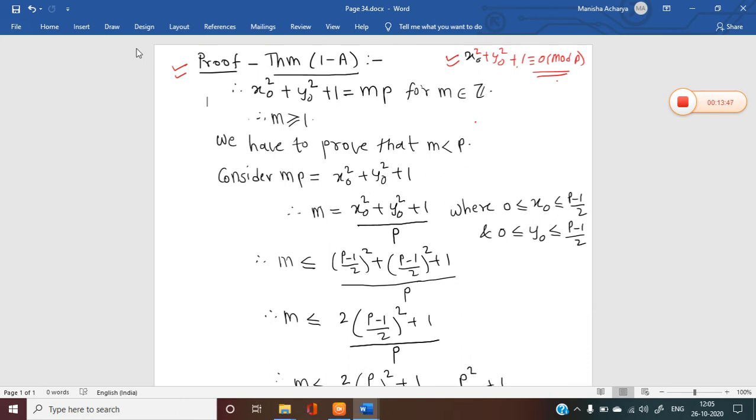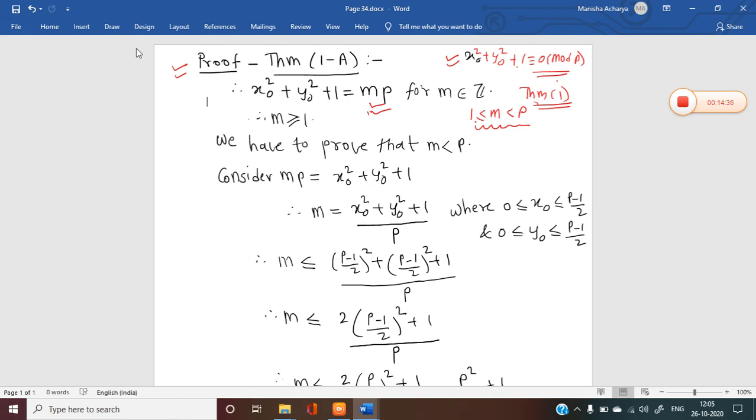Because what do we have to prove in the proof of theorem 1a? That there exist integers x0 and y0 satisfying the equation x0 square plus y0 square plus 1 is equal to mp, where m satisfies the condition that 1 is less than or equal to m less than p. We have to prove this condition in theorem 1a. Okay, so for which equation do we have to prove this condition? For this equation. Then first we need to show that this equation exists. And where do we get that this equation exists? We get it in theorem 1. So therefore we have to write theorem 1 first, and then the proof of theorem 1a starts from here.